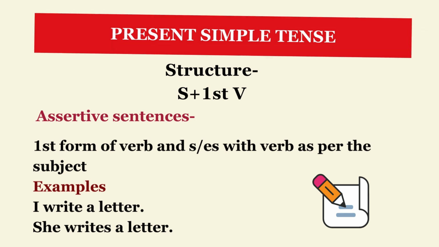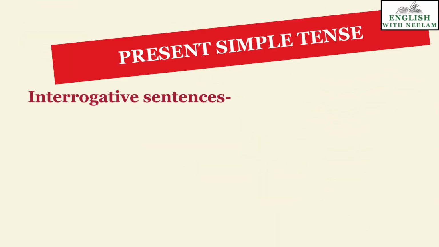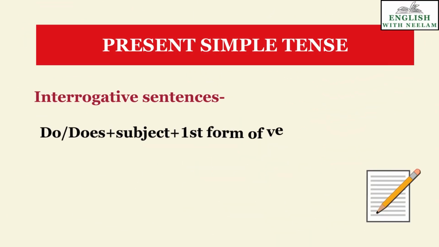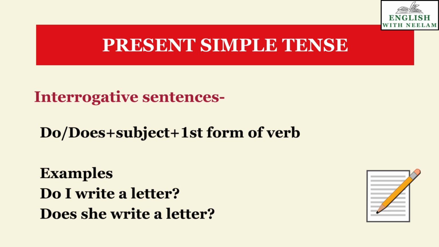Now we see the negative sentence. Subject plus do or does, then not plus first form of verb, and then examples are: I do not write a letter. She does not write a letter. Now we talk about interrogative sentences. See the structure first. Do or does plus subject plus first form of verb. Now the examples are: Do I write a letter? Does she write a letter? Do or does as per the subject.